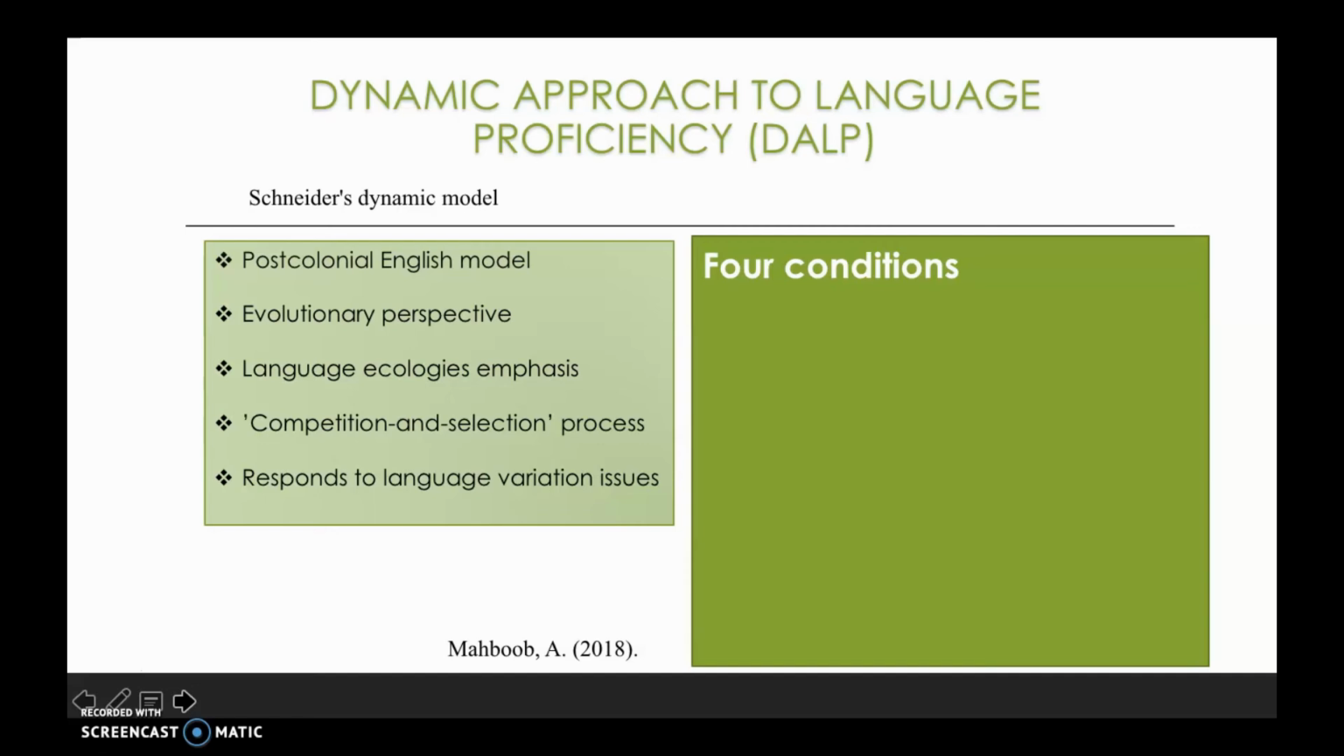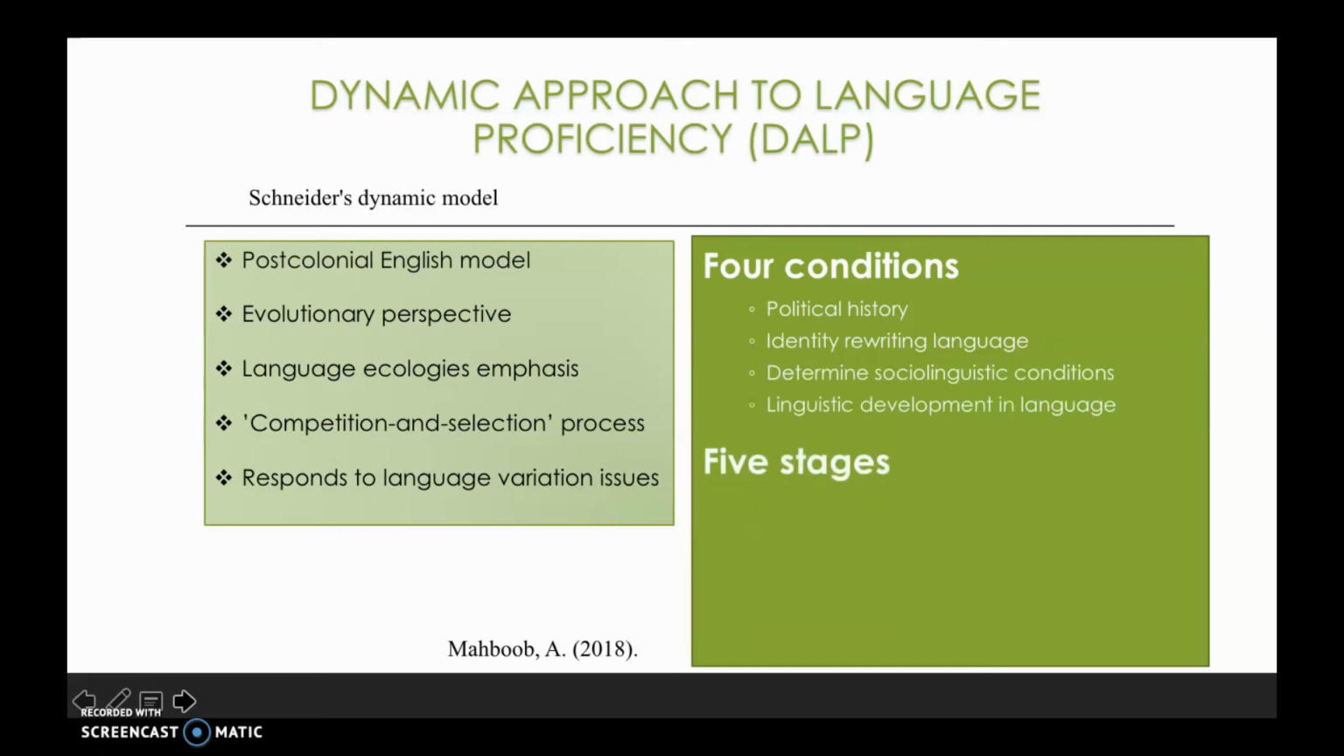For this, there are 4 conditions for this to happen. Political history, first; identity rewriting, second; language, determine linguistic conditions; and then linguistic conditions and this development in language. And 5 stages. Foundations, in which English is brought to new territory to start bilingualism. Exonormative, the norms are provided by the colonizer. Nativization, addition of native flavor in the language. Endonormative, making their own rules and grammar. And differentiation, which is the introduction of their own variety, by Mahboob in 2018.